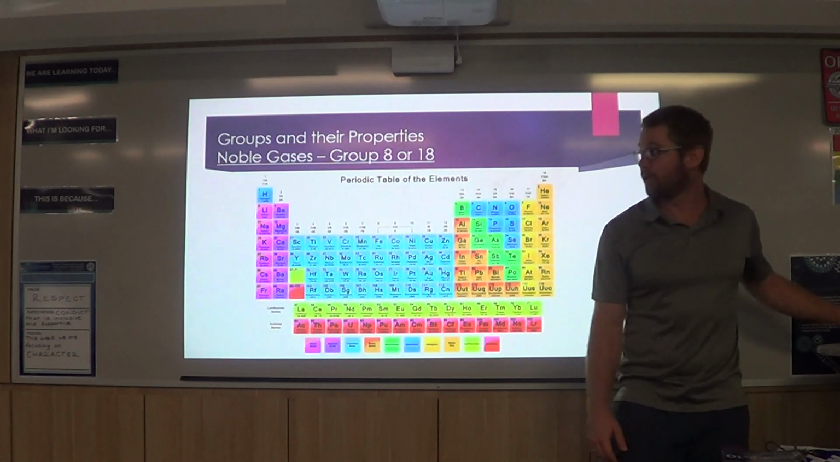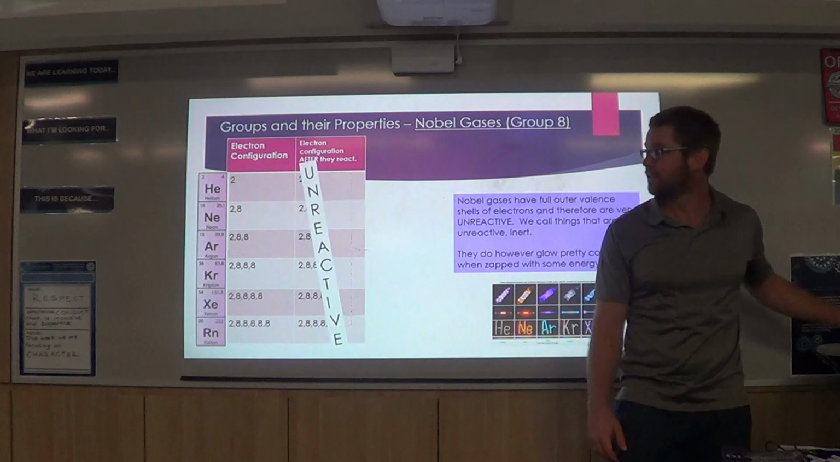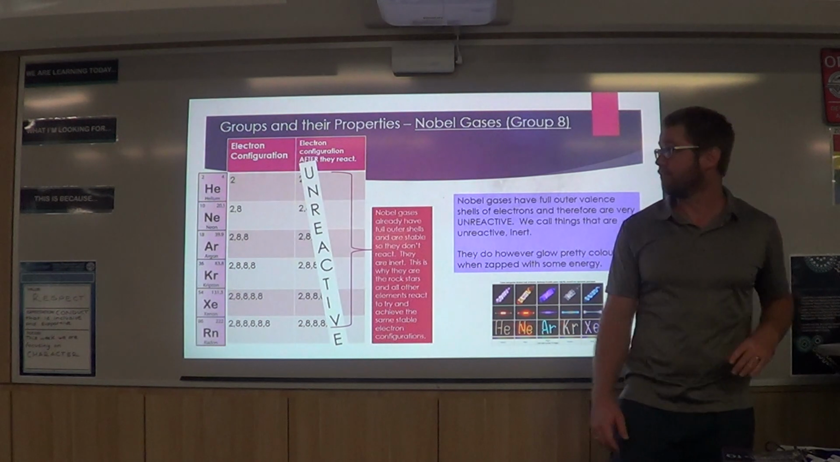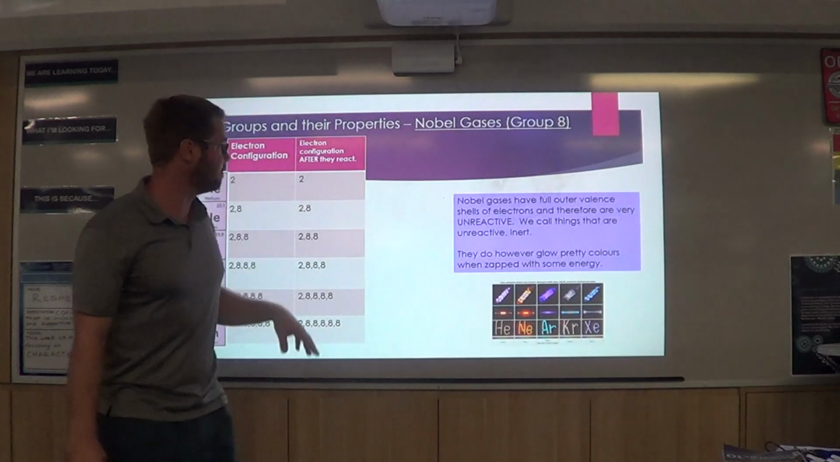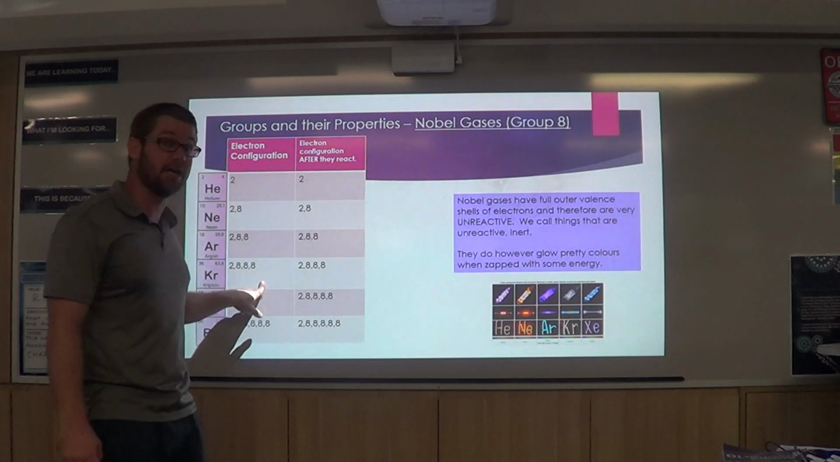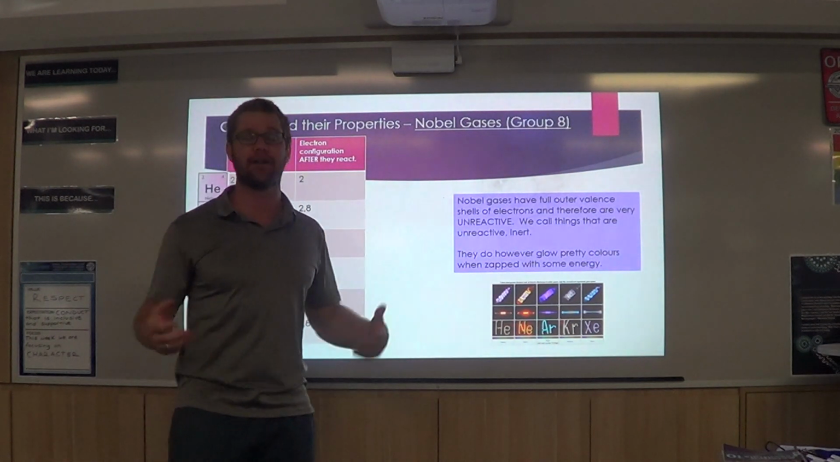The last group we're going to talk about is the noble gases, and we've already covered these fairly substantially, but they are super unreactive. All right, I'm going to go back in the slides for a second. They're super unreactive. Why? Well, they've all got their full outer shells. Their shells are full. And it appears like that's what's stable. That's what makes these atoms stop reacting.